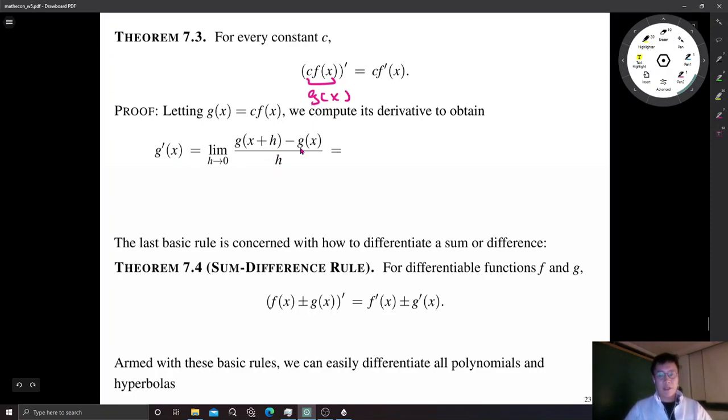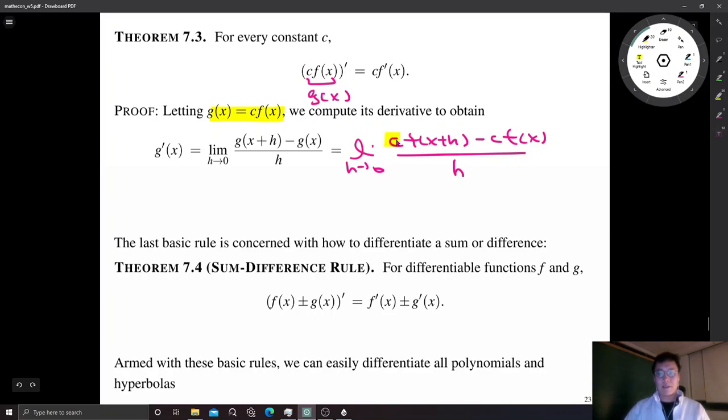And now using the definition, we can compute the derivative of g. Because g prime is the limit of the rate of change of g, the g function is defined as c times f of x plus h, minus c f of x, divided by h. Okay? Because we define function g as c times f of x. So g of x plus h becomes c times f of x plus h, and g of x, the original definition, we substitute.